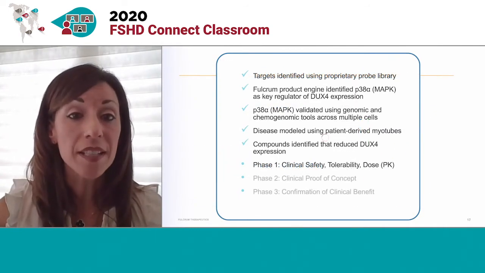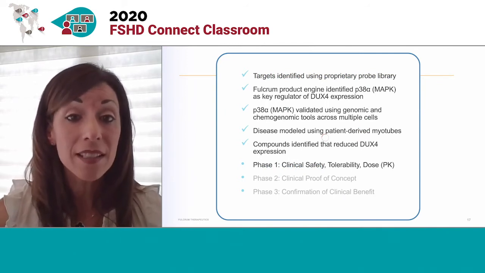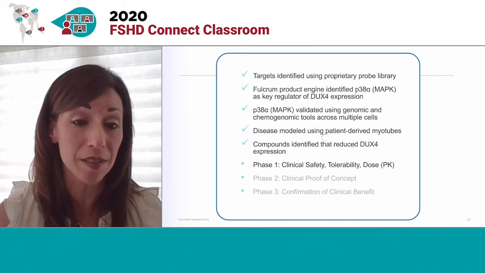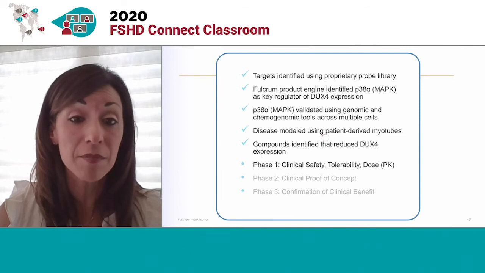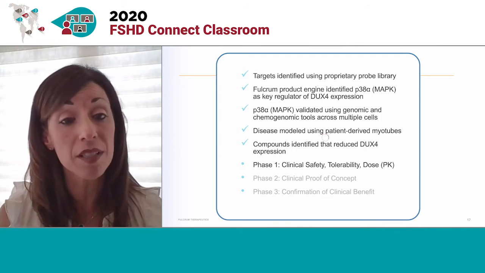So far, we've identified our target, which is P38 alpha. We've also validated this target using genomic and chemogenomic tools across multiple cell lines, and have also modeled the disease in patient-derived myotubes, or muscle cells. And we've identified a compound, losmapimod, that reduces DUX4 expression in our cell models. At this point, we felt comfortable enough moving into phase 1.